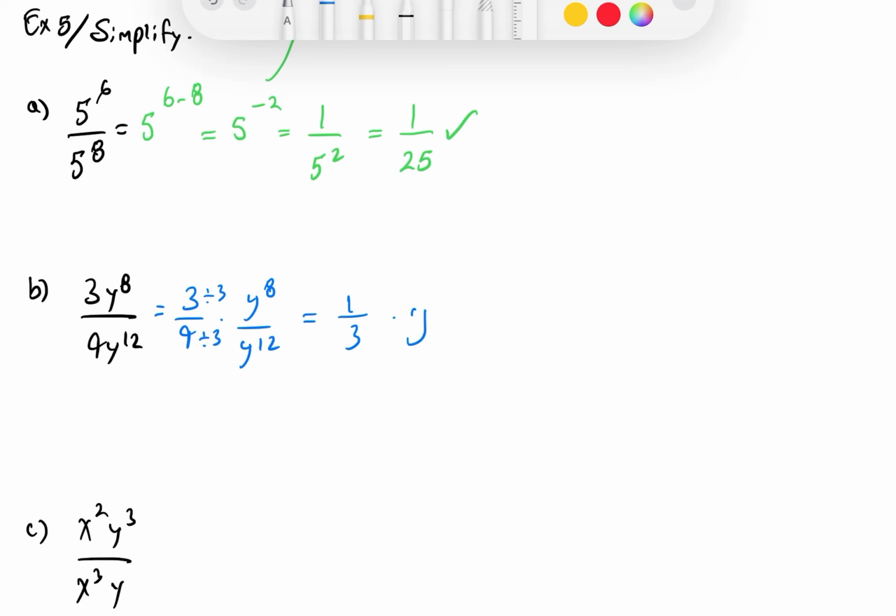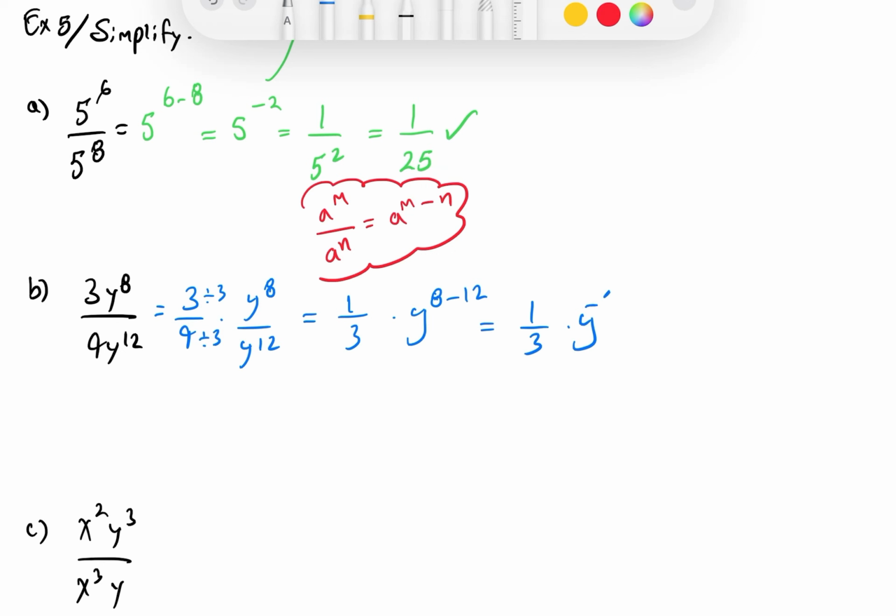The other one becomes y to the power of 8 minus 12, right? You can subtract their powers according to the rule a to the power of m divided by a to the power of n, which is a to the power of m minus n. So that's going to give you 1 over 3 times y to the power of 8 minus 12, which is negative 4.